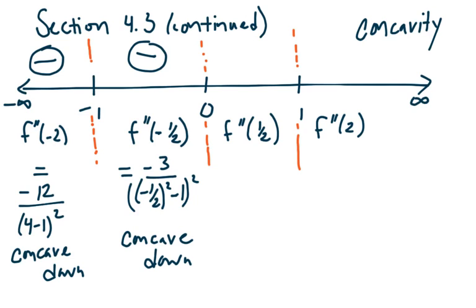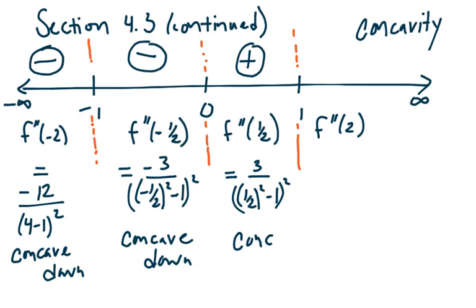Then we move on to the interval 0 to 1. So f double prime of 1/2, which is in that interval, gives us 3 over 1/2, the quantity squared, minus 1, the whole thing squared. That's a positive number. And so the function is concave up on the interval 0 to 1.